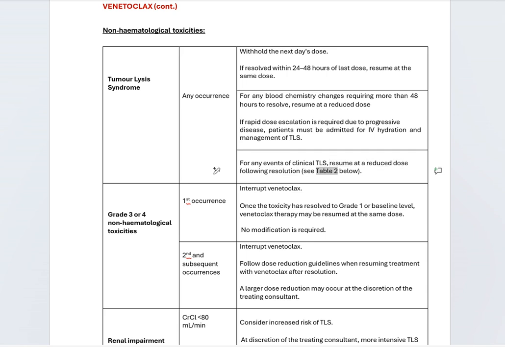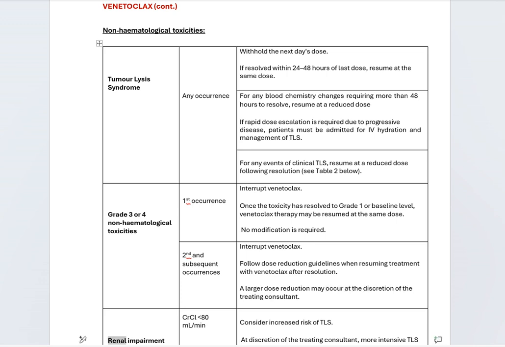See Table 2 below. Grade 3 or 4 non-hematological toxicities. First occurrence. Interrupt venetoclax. Once the toxicity has resolved to grade 1 or baseline level, venetoclax therapy may be resumed at the same dose. No modification is required. Second and subsequent occurrences. Interrupt venetoclax. Follow dose reduction guidelines when resuming treatment with venetoclax after resolution. A larger dose reduction may occur at the discretion of the treating consultant.